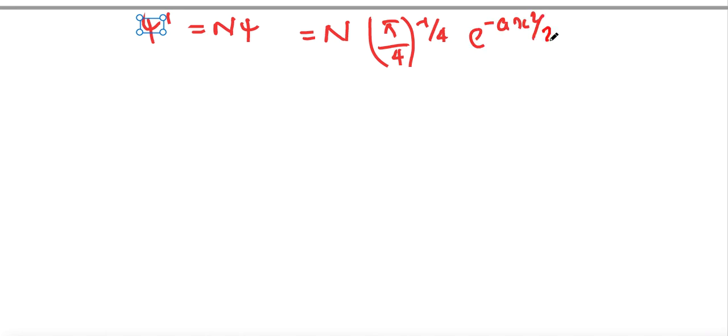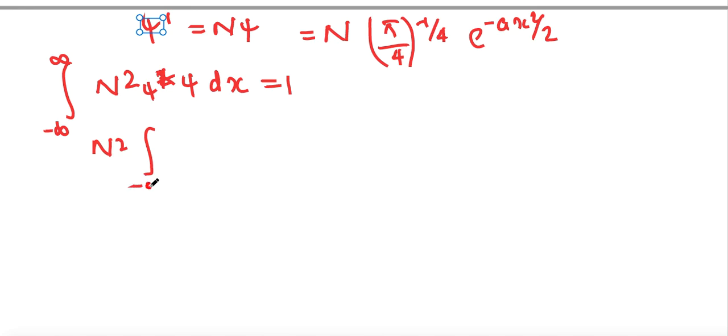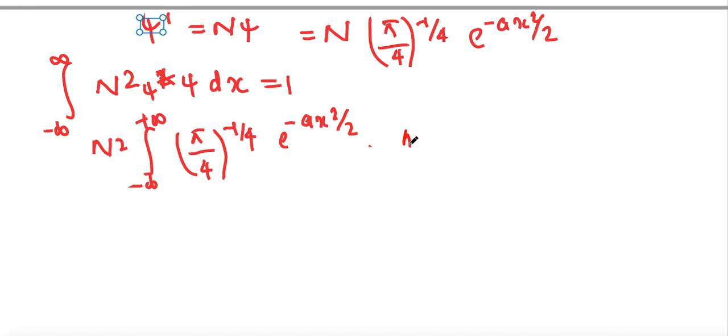So I will write psi prime equal to n into psi, where n is the normalization constant and psi is given by (pi by 4) raised to minus 1 by 4 e raised to minus ax square by 2. For normalization, the integral from minus infinity to plus infinity of n square psi star psi dx equal to 1. That is n square into the integral from minus infinity to plus infinity. We put the values here: (pi by 4) raised to minus 1 by 4 e raised to minus ax square by 2 into (pi by 4) all raised to minus 1 by 4 e raised to minus ax square by 2 dx. This is equal to 1.